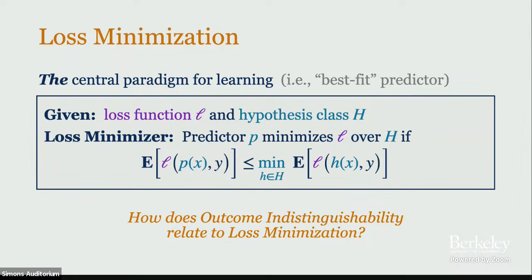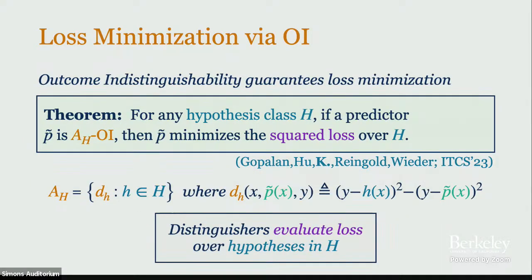And so the question that we should ask then is, how does outcome indistinguishability relate to loss minimization? There's going to be a whole talk on this in the afternoon, but I want to give you a preview of the types of results we can show there. That is to say that outcome indistinguishability is capable of guaranteeing loss minimization. For any hypothesis class H, I can design a distinguisher class that I'll call A sub H, where if you achieve A sub H outcome indistinguishability, then your predictor minimizes the squared loss over this hypothesis class H.